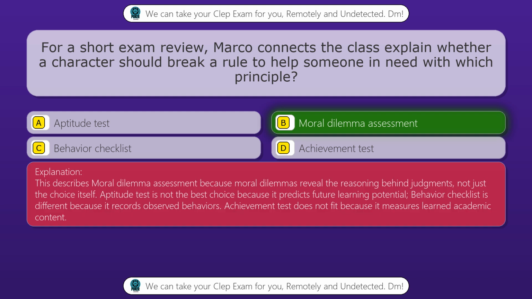This describes moral dilemma assessment because moral dilemmas reveal the reasoning behind judgments, not just the choice itself. Aptitude test is not the best choice because it predicts future learning potential. Behavior checklist is different because it records observed behaviors. Achievement test does not fit because it measures learned academic content.